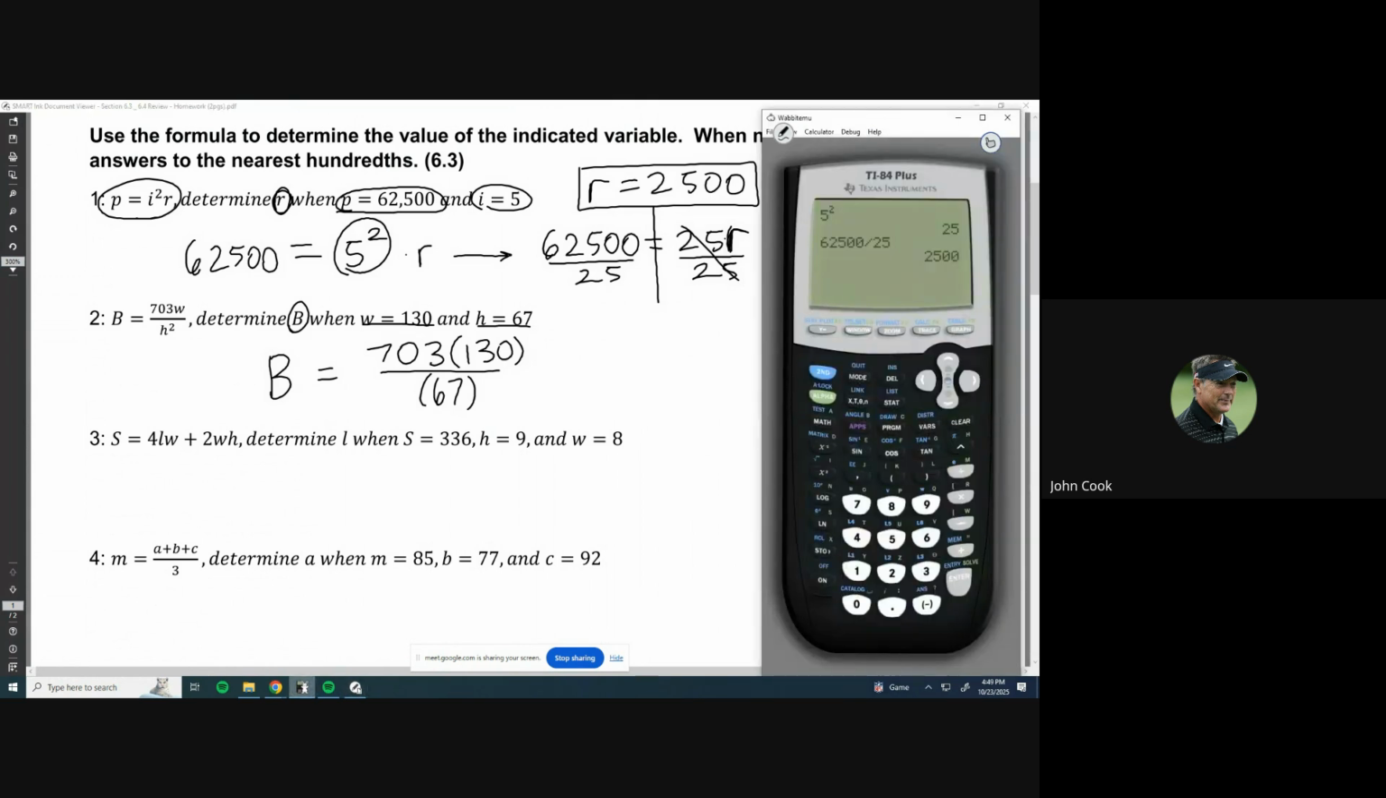So 703, and then times, and I'm sorry, I missed something on there, didn't I? I got that square there. You're probably like, "Ooh, what about the square?" Yeah, don't forget the square. So 67 squared. So 703 times 130, and then divided by 67 squared. Okay, so I type that into my calculator, and I get some number.